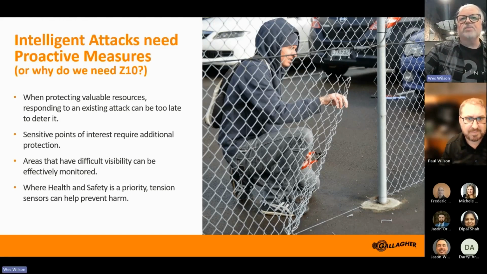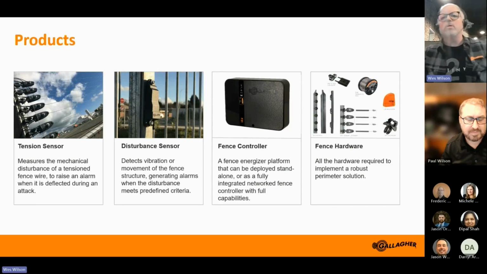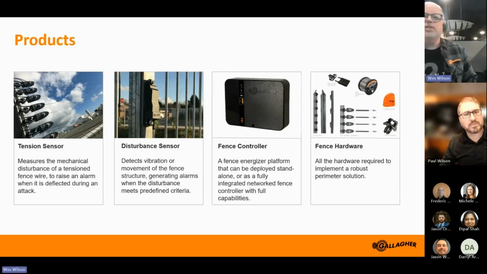On the next page, I've got some of the products that we have that go along with this kind of fencing. You can see that it has the fence controller there.